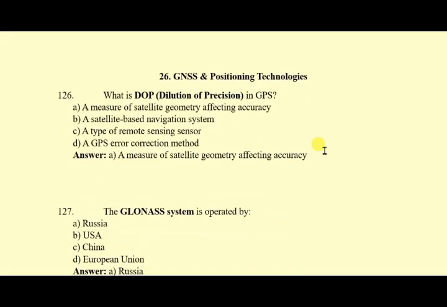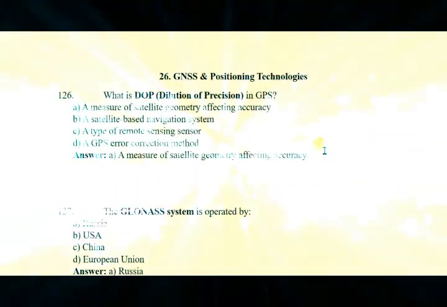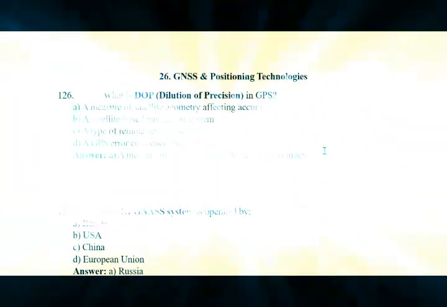Question number 126 of the category GNSS and positioning technology. What is DOP, dilution of precision, in GPS? A measure of satellite geometry affecting accuracy. A satellite-based navigation system. A type of remote sensing sensor. A GPS error correction method. Here the right answer is a measure of satellite geometry affecting accuracy.